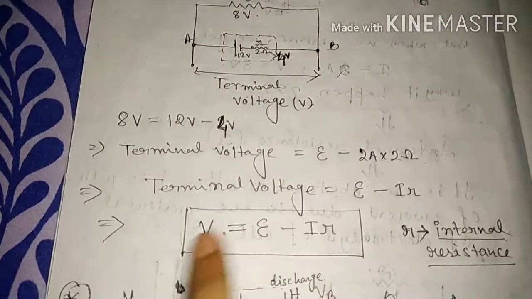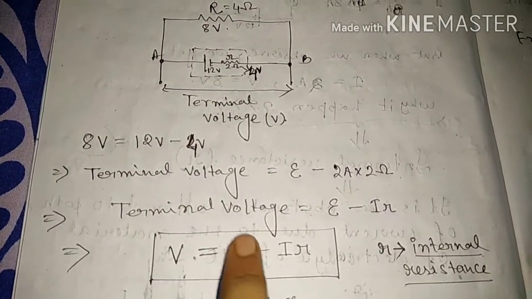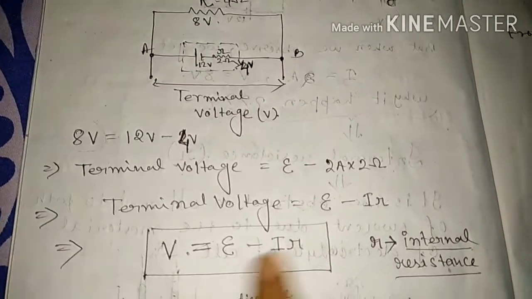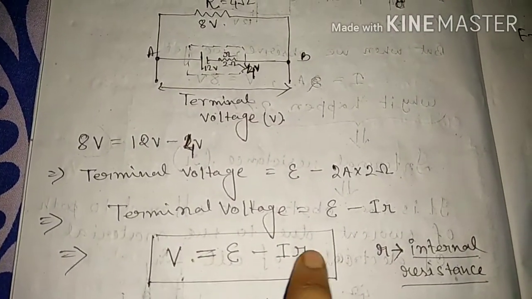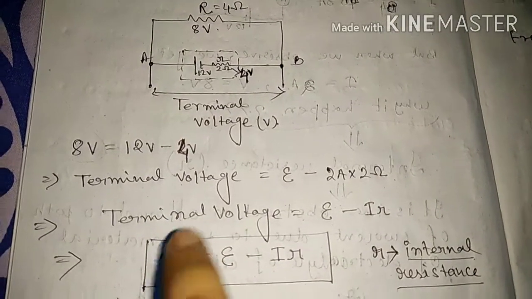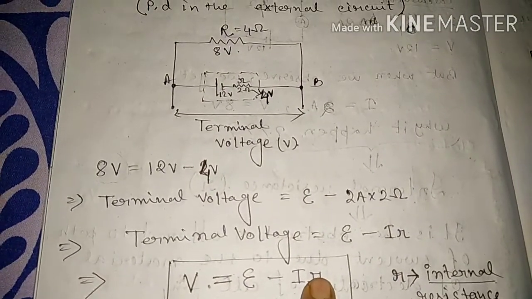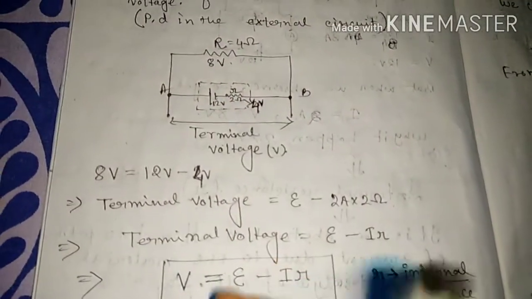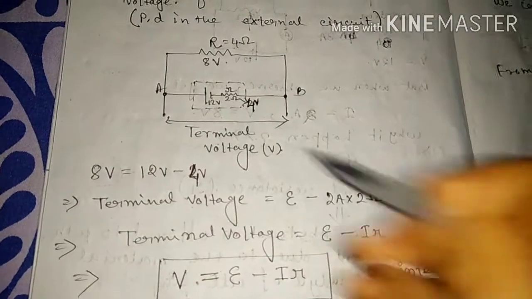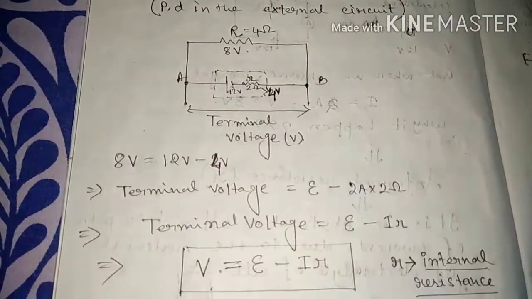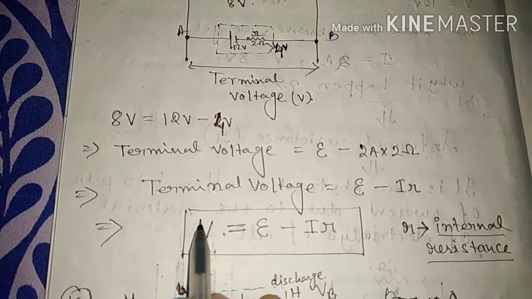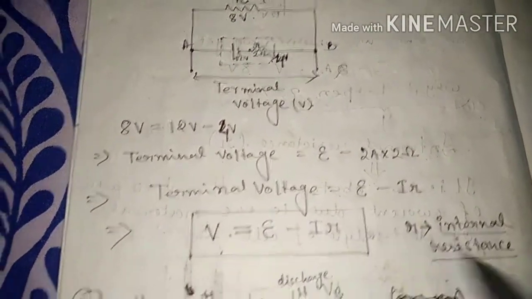So terminal voltage is denoted by V, and that equals EMF minus I r, where small r is the internal resistance. So this is the equation, the relationship between the terminal voltage, EMF and the internal resistance. This we wrote from an example. We can also prove this one; from the example we can derive it, but normally we also derive it later.